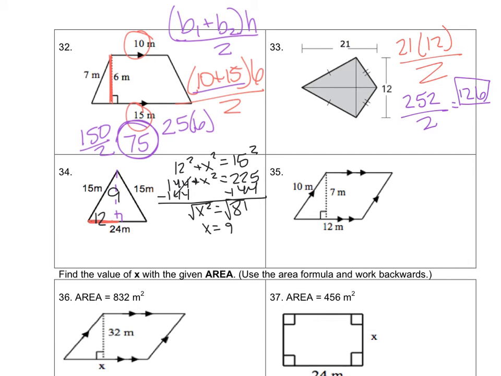So it's a triangle, so all you need to do is base, which is 24, times your height, divided by 2. Don't forget to divide by 2. So we're going to do base, which is 24, times 9, divided by 2. So 24 times 9 is 216. 216 divided by 2 is 108.